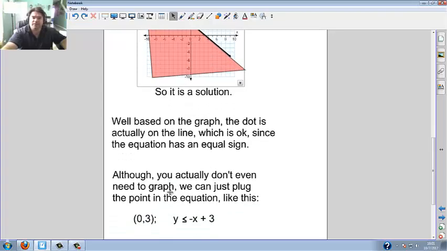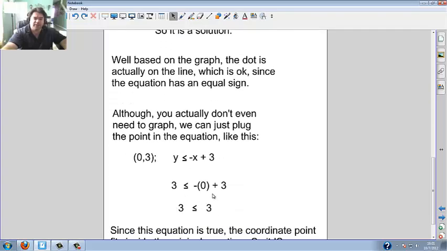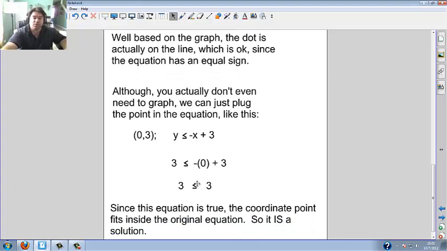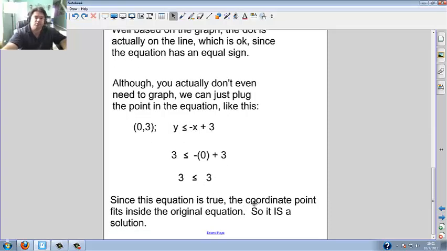Although you don't actually even need to graph, you can just plug in the 0 here and the 3 here and see what you get. 3 is less than or equal to negative 0 plus 3. Remember, negative 0 just means 0, so 3 is less than or equal to 3. Since the statement is true, the coordinate point fits the original inequality, so it is a solution.